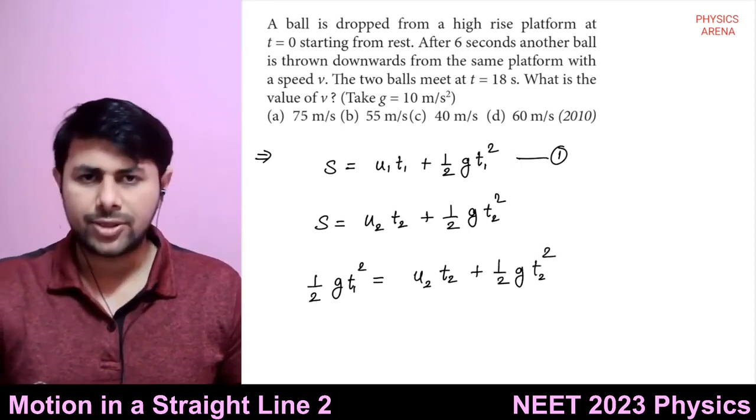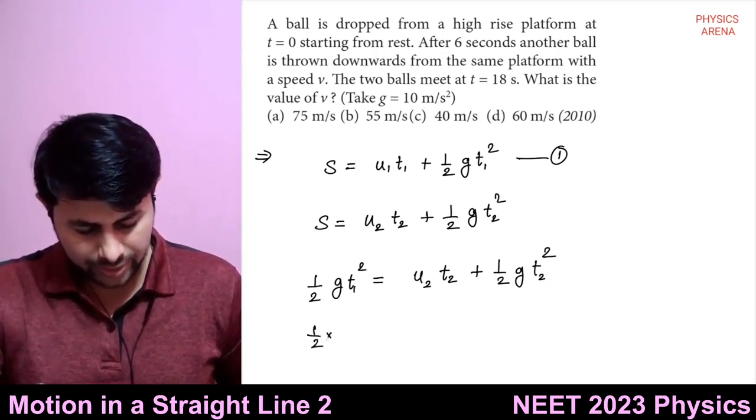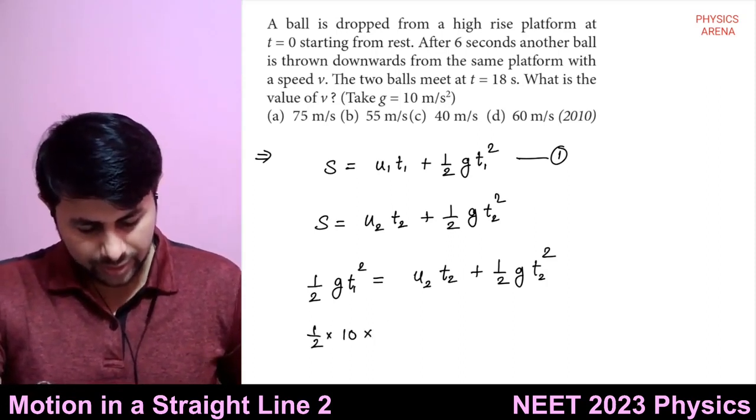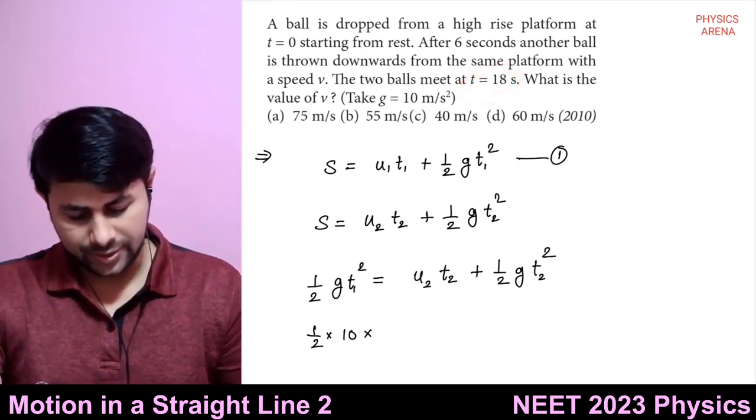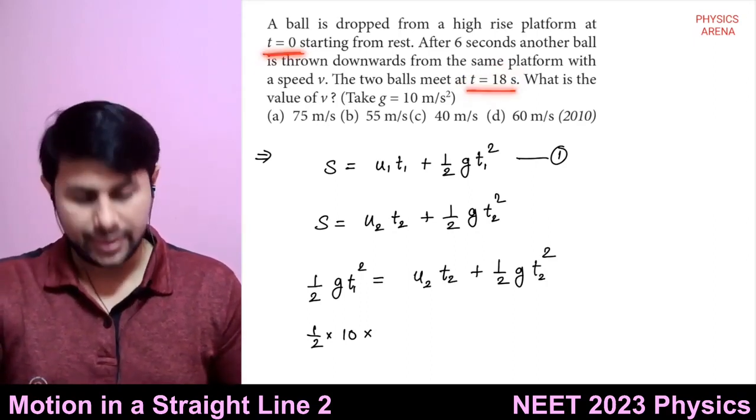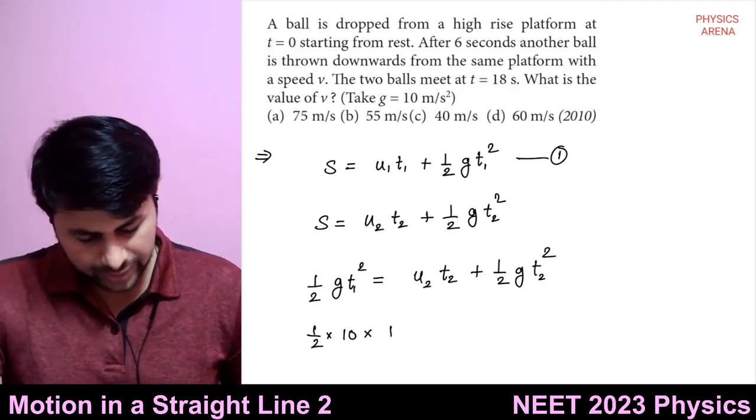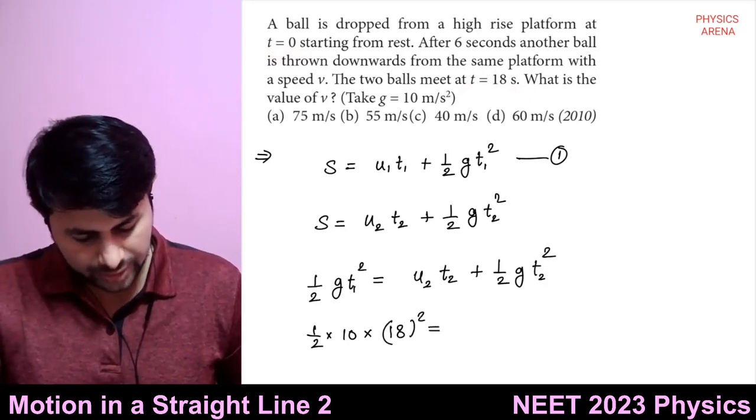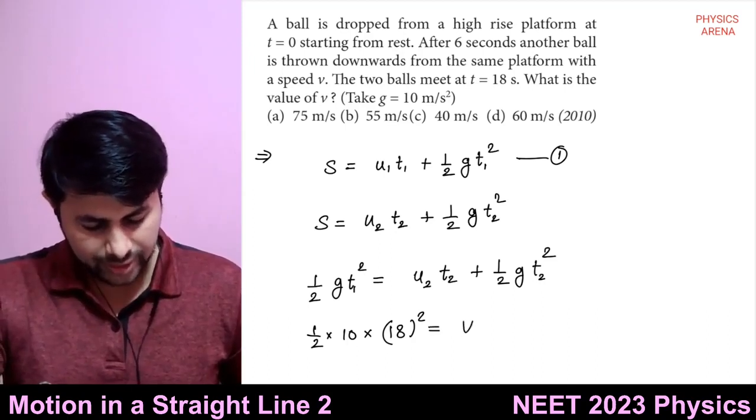And now we can substitute the values. So what are the values? Half of g is 5, and t1 is how much? It is 18 seconds, starting from t equals 0 to t equals 18. So 5 times 18 square is equal to u2 times t2, where u2 is v, multiplied by t2.